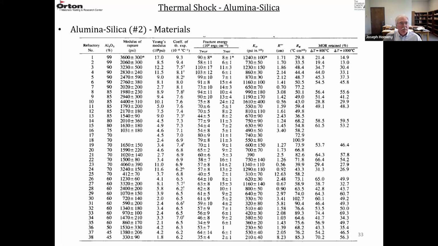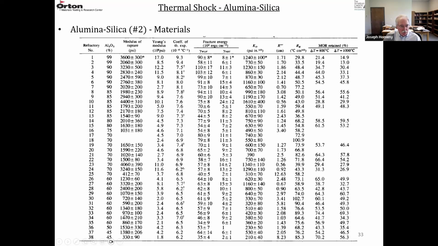So there's a lot on this slide, but they tested, looks like 38 different alumina refractories, going from 99% alumina all the way down to 45% alumina. They measured the modulus of rupture in 3-point bending. They measured Young's modulus. This is in PSI. This is in million PSI. They measured the coefficient of thermal expansion, and this is times 10 to the minus 6 per degree C.